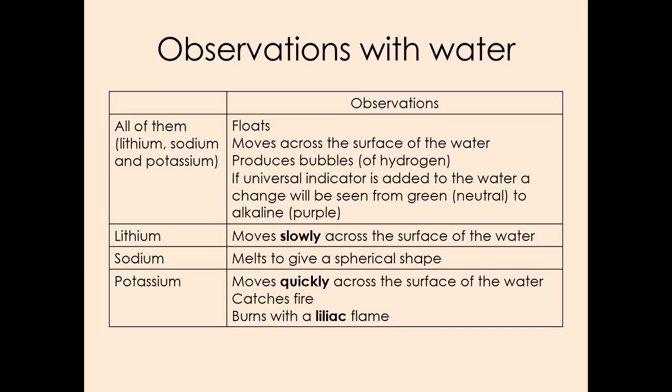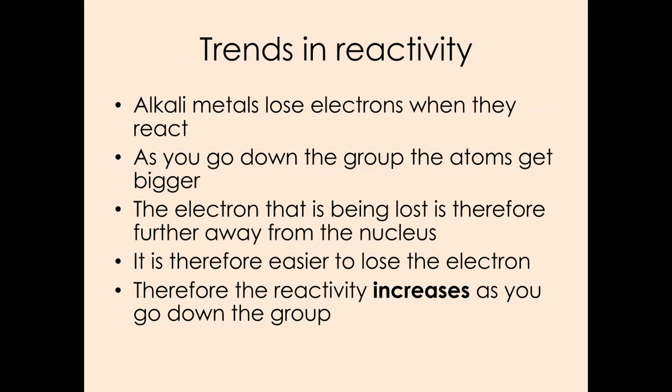Potassium moves quickly across the surface because it's the most reactive of the three, so it generates more hydrogen quicker, and therefore it moves faster across the surface. It generates so much heat that not only does it melt, but it causes the hydrogen to burst into flames, so you'll see a little flame. And because it's got potassium in there, it will burn with a lilac flame. Sorry, I've misspelt lilac on there. I apologise for that.